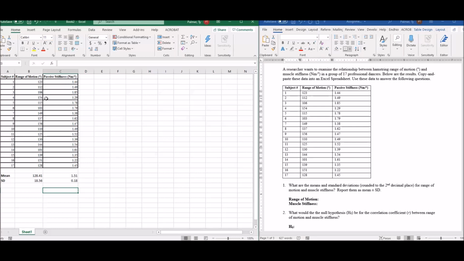Okay. I'm also going to make a quick correction here. I should have put here, and I did this for your assignment, but I didn't do it for my assignment here. Passive stiffness, muscle stiffness, we can use those two terms interchangeably. They mean the same thing. And so I'm going to change both of these. Again, just to avoid any confusion here that you might have.